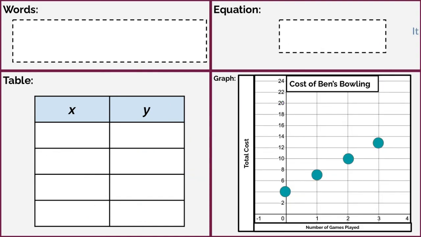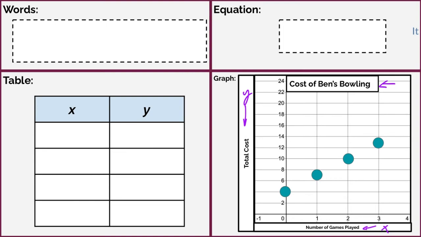Here we are at our final example, and it's talking about, well, we don't know. We don't have any words, we don't have an equation, and we don't have a table. The only thing we have is a filled out graph. But good news for us, we know that this graph is going to be about the cost of Ben's bowling. It says right here, cost of Ben's bowling. And we do know our x and y. The x along the x-axis here is going to be the number of games played, and we know our y is going to be the total cost. Again, if you only have the graph, it's very important that you read the title and the subtitles so that you know what things you're talking about.